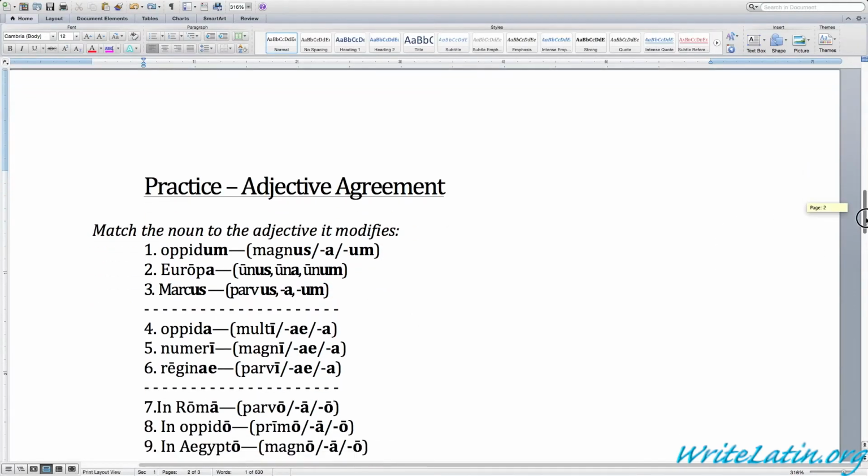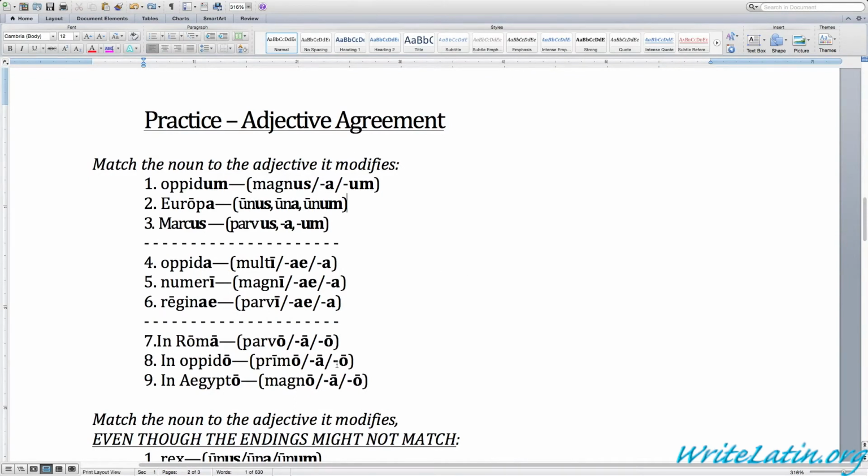Alright, so let's get the hang of doing this. First group here is going to be really easy. Match the noun to the adjective it modifies. Most blanks on the writable stories will be like these. They'll be super easy. Let's see. Oppidum magnum. Europa. In fact, you might want to stop the video right now and try all these for yourself just to see how easy they are. Really, there's nothing other than matching the form to the form. And if you're saying it, matching the sound to the sound.